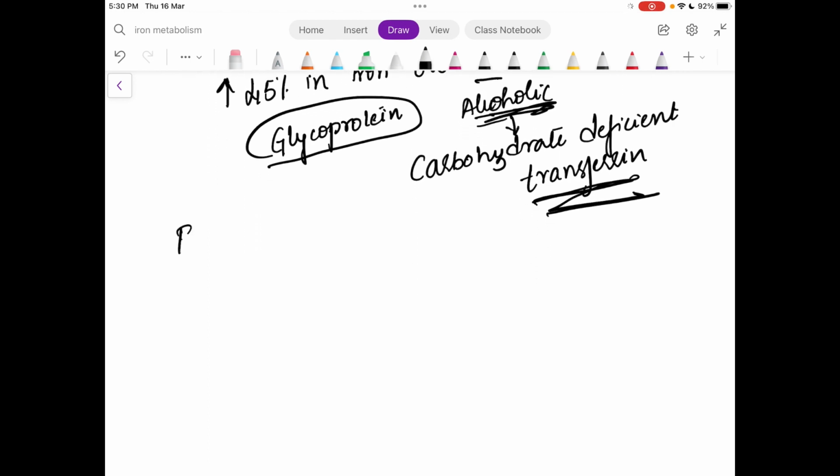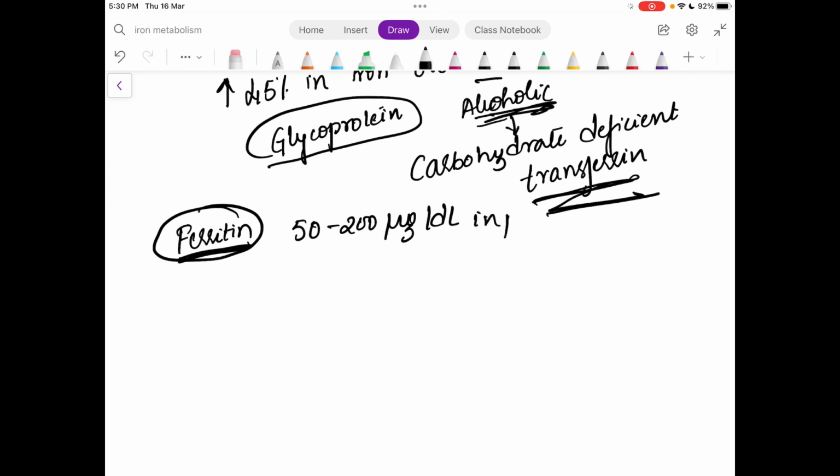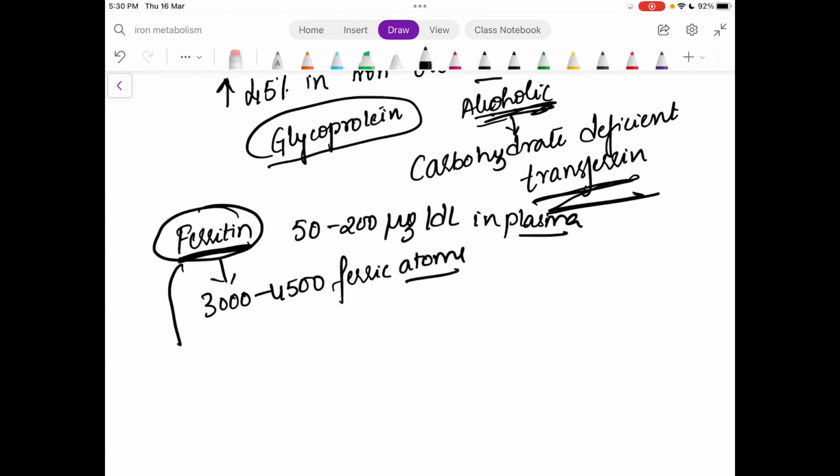Next we'll see about ferritin. This ferritin helps in storage of iron. This will be around the range of 50 to 200 micrograms per deciliter in plasma. And this ferritin will hold 3000 to 4500 ferric atoms. So this ferritin will be an indicator of iron stores, because iron is stored in the form of ferritin.